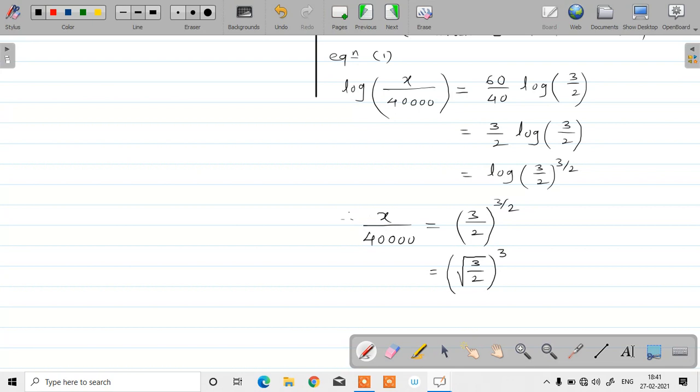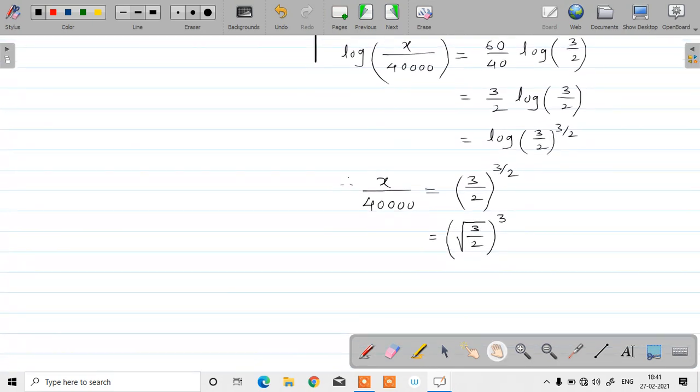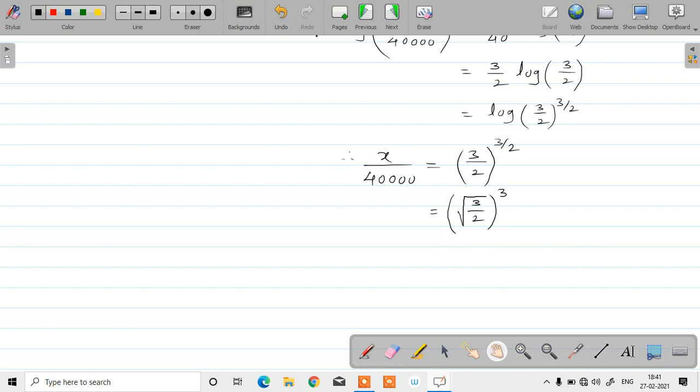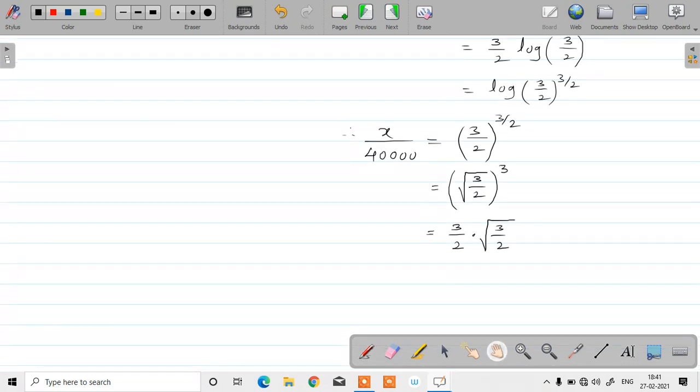See the calculation. 3 by 2 raised to 3 by 2 means what? Root 3 by 2 cubed, because we know the value of root 3 by 2. So that's why we modify it like this. Now root of 3 by 2 cubed means what? If you take the cube of that, then it will be 3 by 2 into root of 3 by 2. See here carefully, 3 by 2 into root of 3 by 2. This is the root of 3 by 2 cubed. Now this is very important. So what will be the value of x now? So we get x is equal to 40,000 into 3 by 2 into root of 3 by 2.